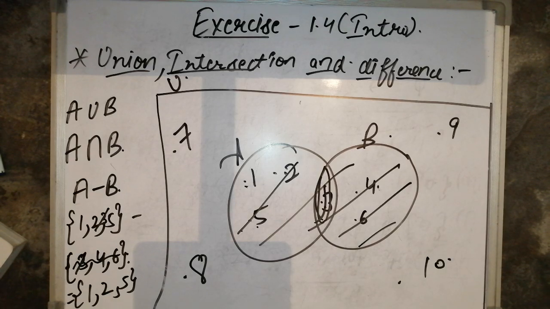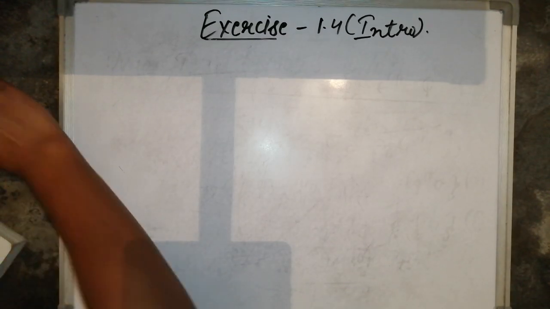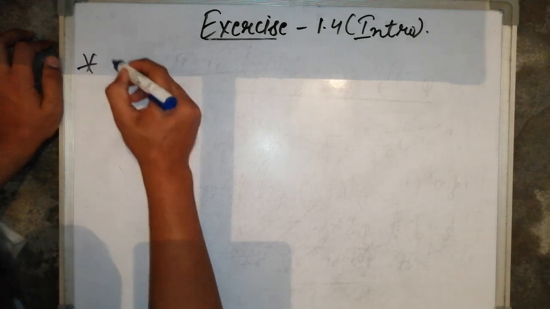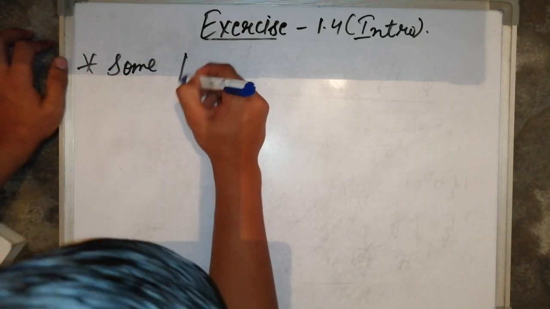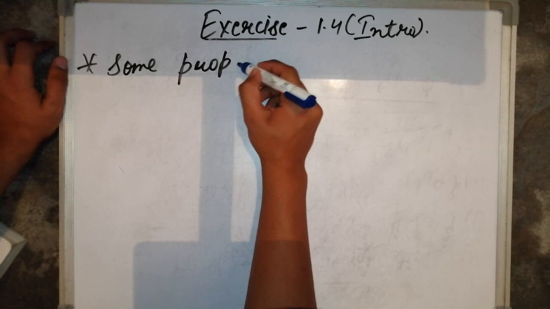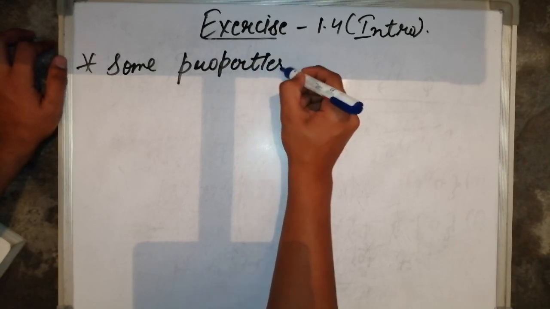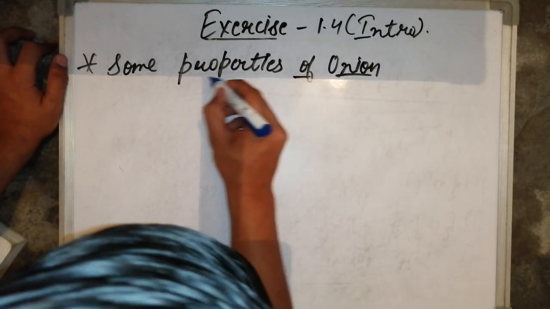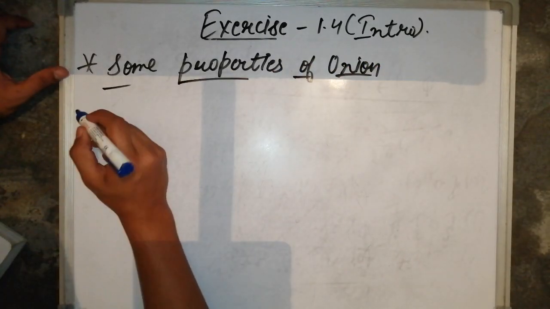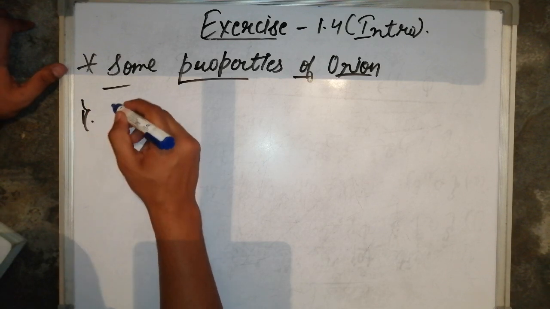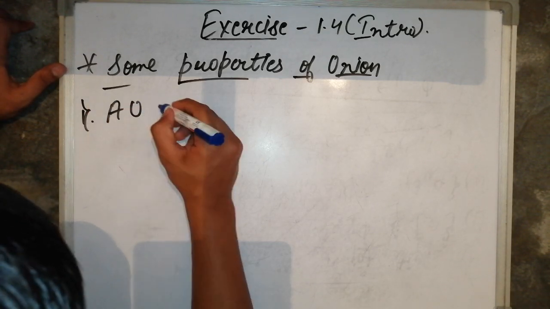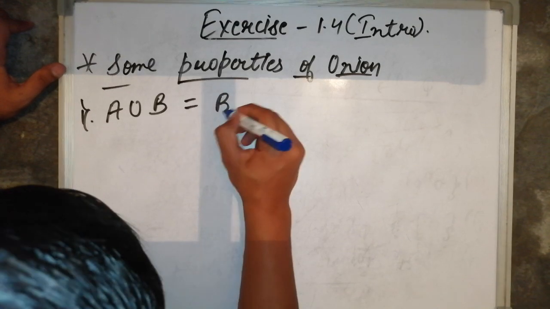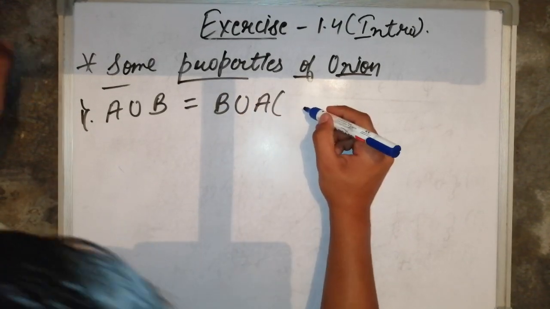Now let's talk about some properties of the operation of union, okay? Pause the video, note it down. Let's talk about some properties of the operation of union. Our first property is A union B is equal to B union A. It is the commutative law.